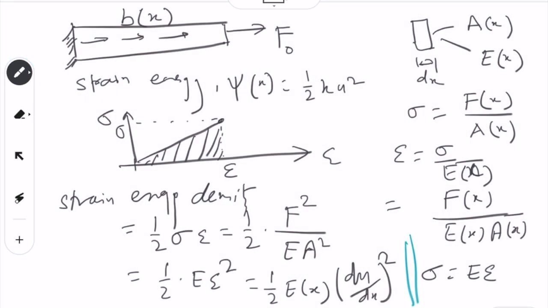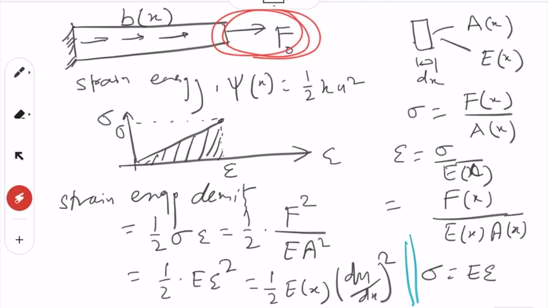This is one part of the work, because there is also a force at the end. If there is no force at the end, then there is no need, but if there is a force here, we have to apply that too. And that will be simply F naught multiplied by whatever the value of displacement is at that end.